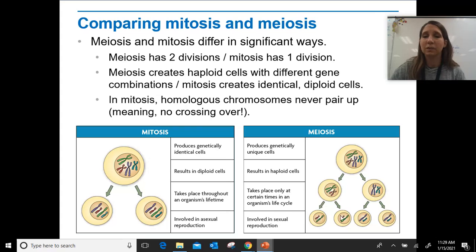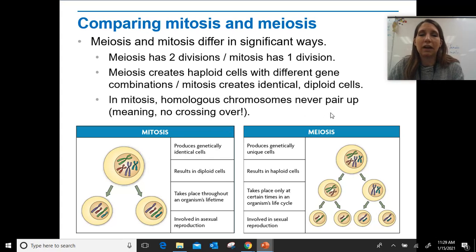It splits again, and we separate our sisters. In mitosis, on the other hand, we simply separate the sisters. We never divide those homologous chromosomes, those pairs. Meiosis also creates haploid cells, right? These are my haploid cells. They have half of the DNA that we originally saw here at the start. So instead of having 4 chromosomes, they have just 2 chromosomes, right? Per cell, I should say.